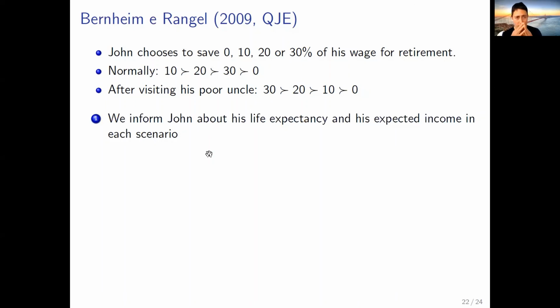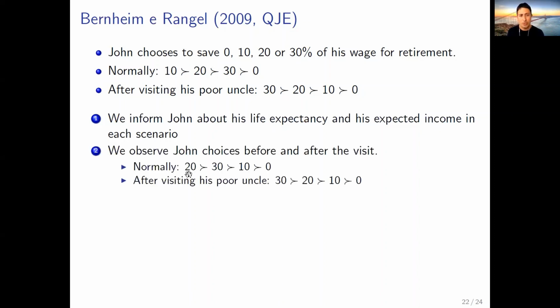Now, what Burnham and Rangel propose is that we inform John about his life expectancy and his expected income in each scenario. So we're going to tell him, look, you're expected to live this many years and your expected lifetime income is this. Those are the important pieces of information for you. And then we let John make choices in each one of the scenarios.